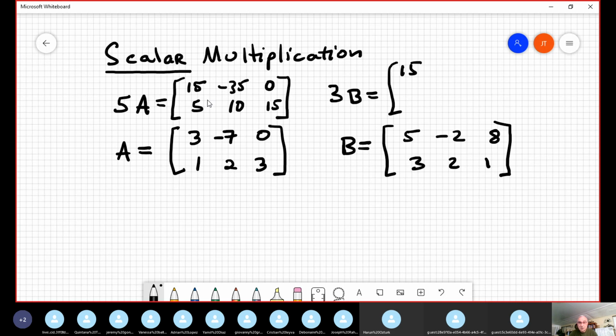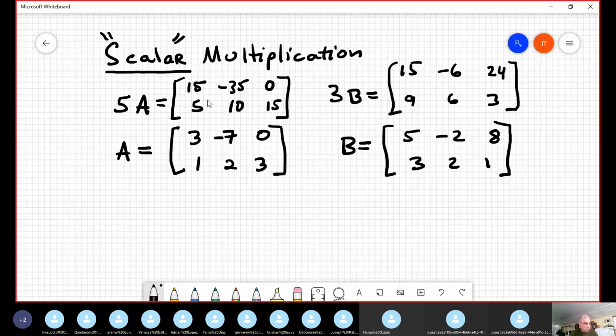3 times negative 2 is negative 6. 3 times 8 is 24. 3 times 3 is 9. 3 times 2 is 6. And 3 times 1 is 3. Okay? This is another example of multiplication by a scalar. A scalar is just a number. When you put a number outside the matrix, you multiply every element by it.